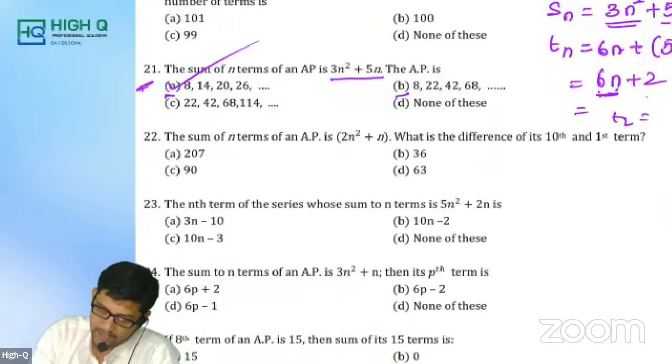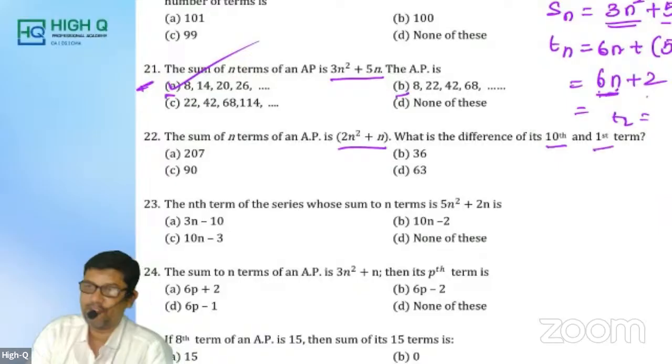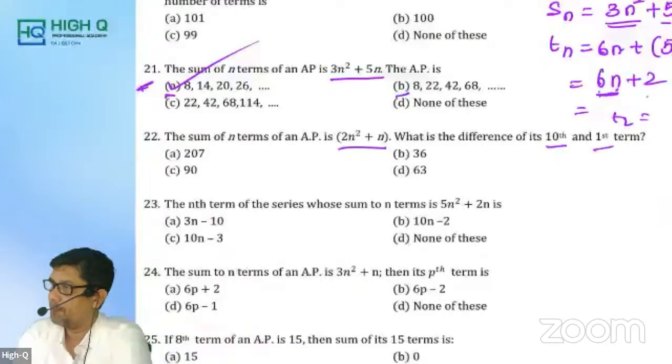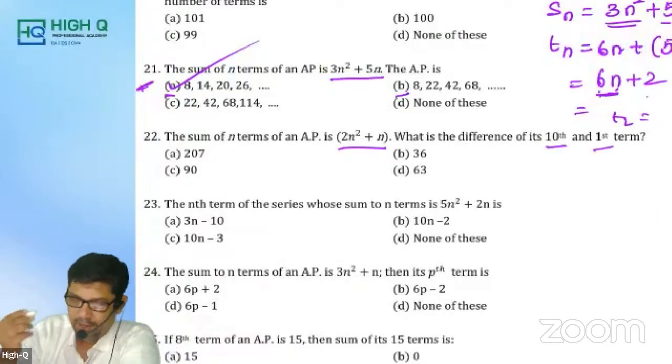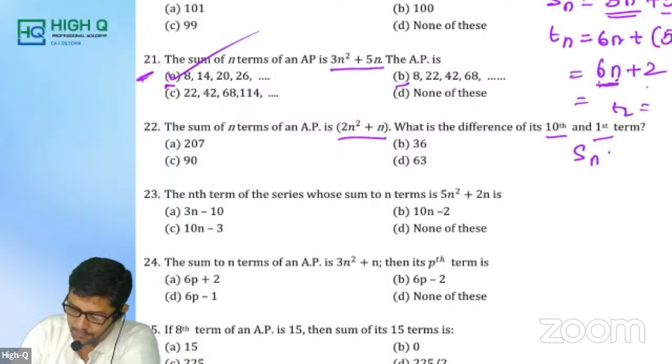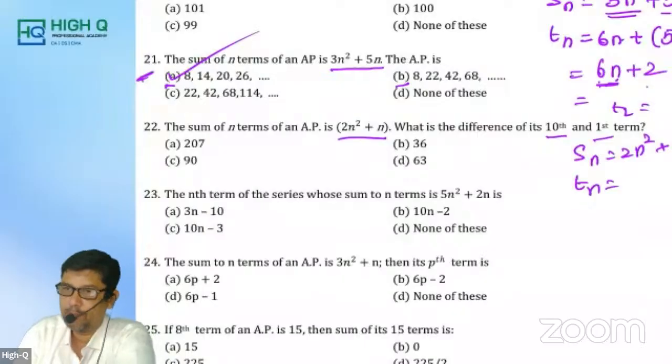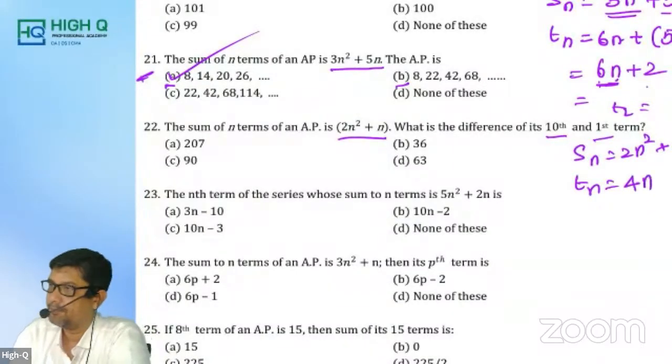Next. The sum of n terms of an AP is 2n square plus n. What is the difference between the 10th term and the first term? Here you have to apply that logic. Look at this. First, Sn is equal to 2n square plus n. Find Tn. Can anyone tell me what is Tn? 4n?